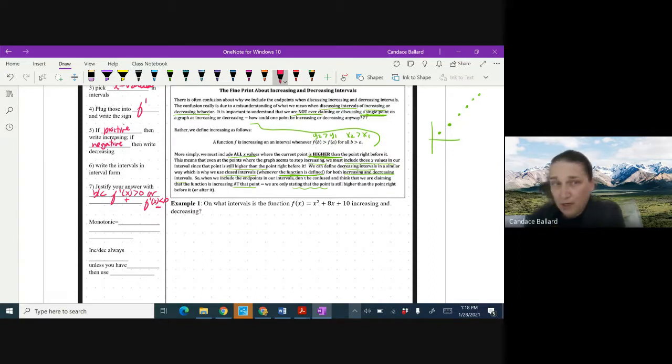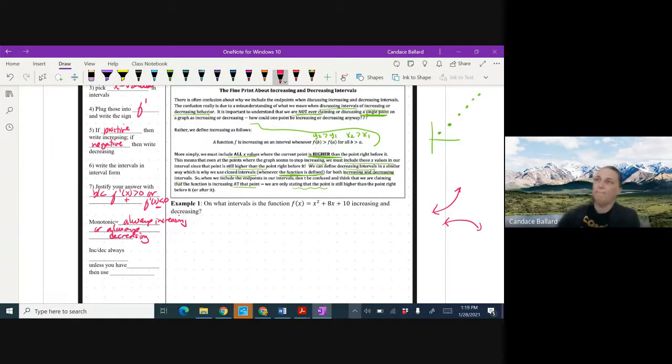So monotonic means that we are always increasing or always decreasing. So meaning that it's either always going up or it's always coming down. That's something that's monotonic. It goes one direction. Mono is one, okay?